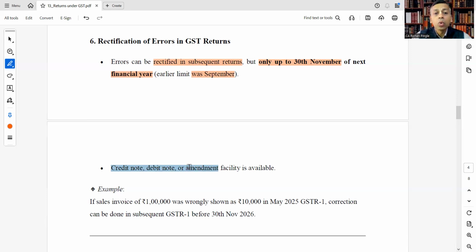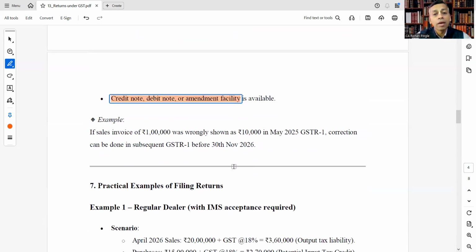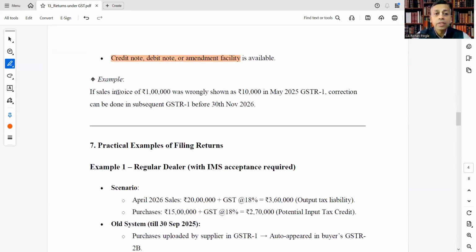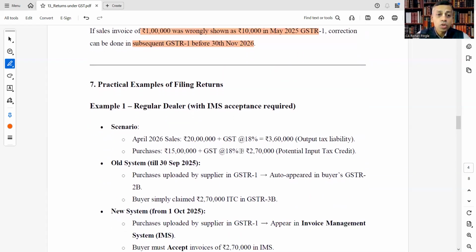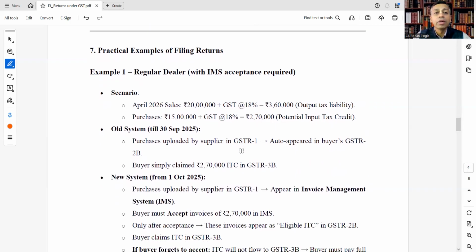Credit note, debit note, or amendment facility is available. Example, if a sales invoice of rupees 1 lakh was wrongly shown as rupees 10,000 in May 25 GSTR 1, correction can be done in a subsequent GSTR 1 before 30th November of 2026. Let's move on to practical examples of filing returns.